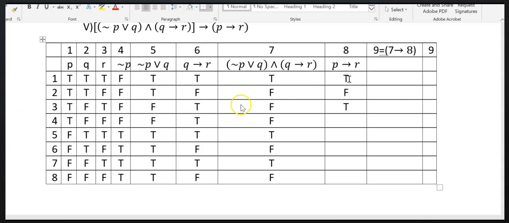Now P implies R. Again, first is T, F, T, again F. T, T, T, and T. And now 7 implies 8. Now, we have made the mistake there. That's why we'll get its result afterward. This must be true here. We'll make the correction afterward.